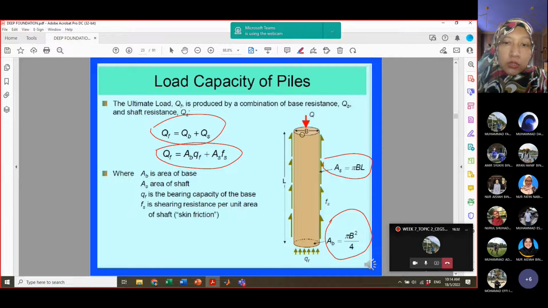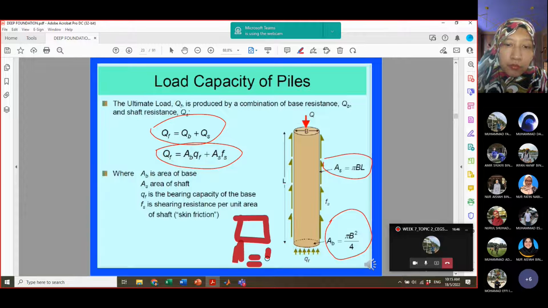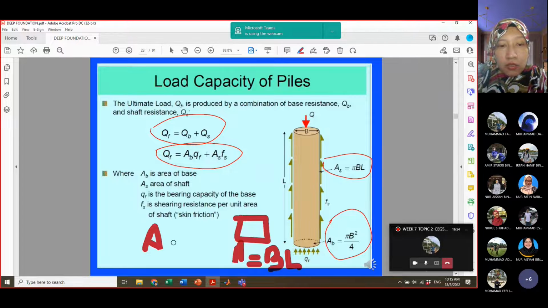So if you have a square pile, AP is B times B. That is the area at the tip. But if you want to calculate AS, you will get the formula as 4. We have 4 sides times the area, which is B times L. So it is different for circular and square piles.